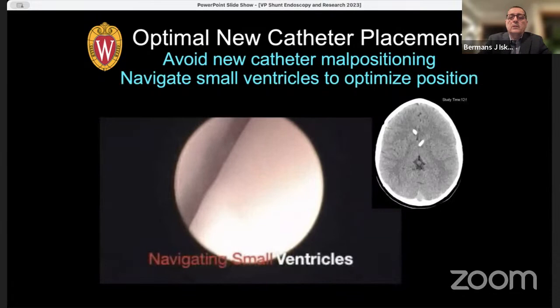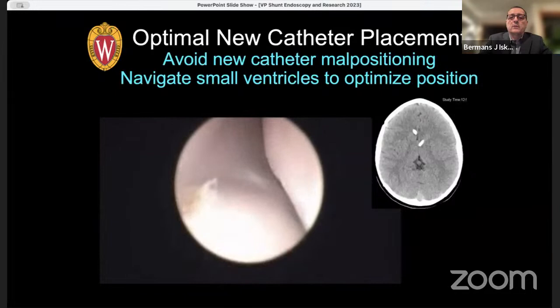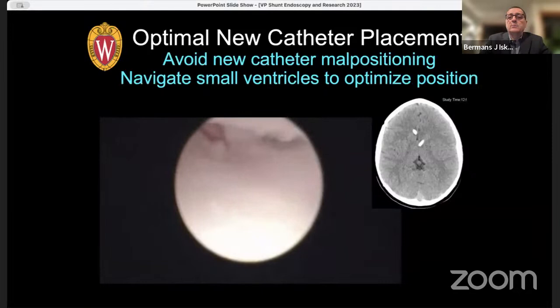Just a series of illustrations to show you the different things that we can do with catheters, with the endoscopy in the shunt. And here you can see that even with small, tiny ventricles, we can enter with an endoscope and safely position the catheter.